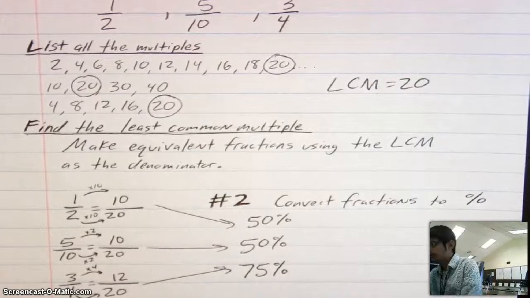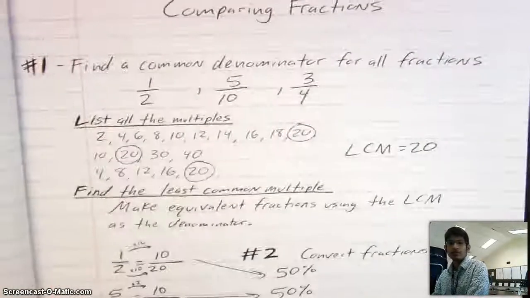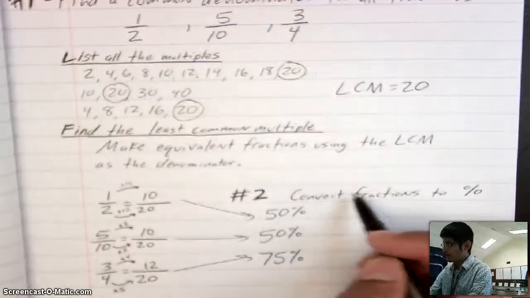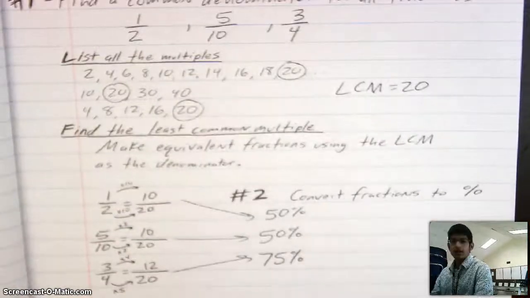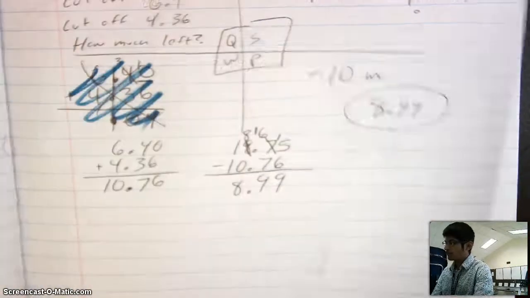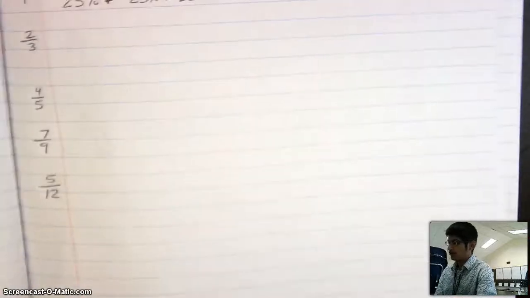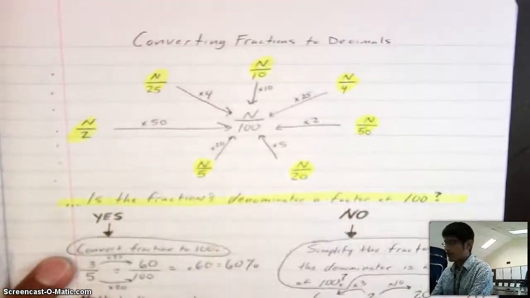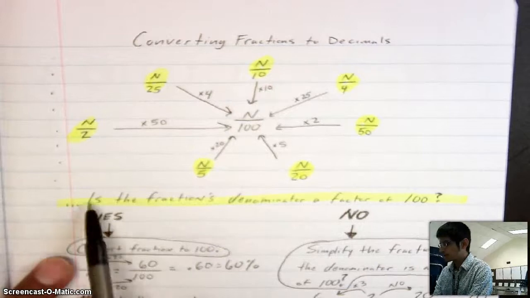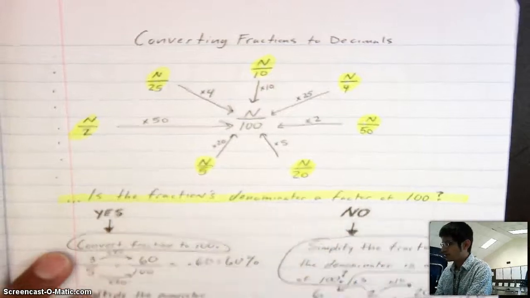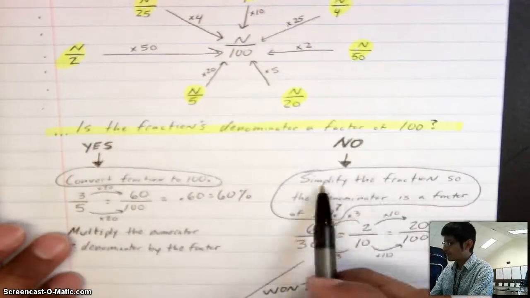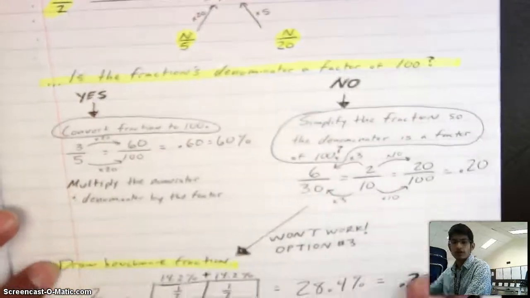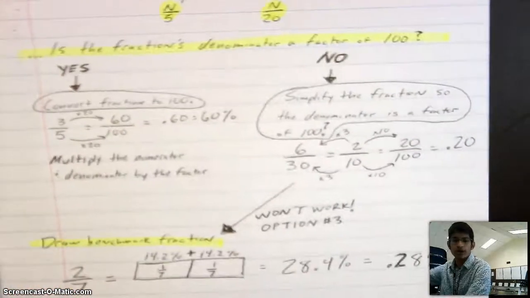Those are the 2 best options: find a common denominator and make equivalent fractions, or convert your fractions to percentages. And if you forget how to do that, go back to your notes, to the page on converting fractions to percent. Remember to ask yourself the 3 questions. Is the fraction's denominator a factor of 100? If the answer is no, simplify the fraction so that it can be a factor of 100. If that still won't work, your 3rd option is to always draw a benchmark fraction.